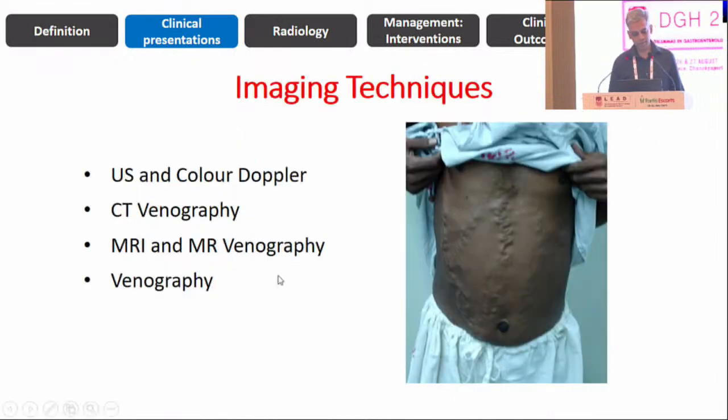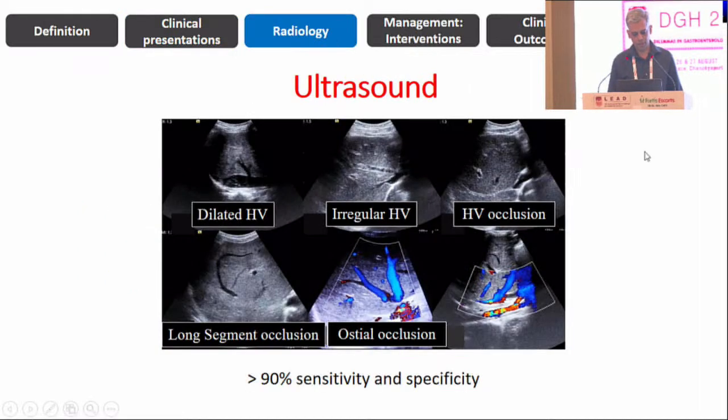You can use a simple ultrasound and a color Doppler. A venography, either a CT or an MR or a conventional venography, can be used. This is how Budd-Chiari looks on an ultrasound. You'll have dilated veins, and veins which are not seen well in caliber. When you do a Doppler, you may see there is an obstruction.